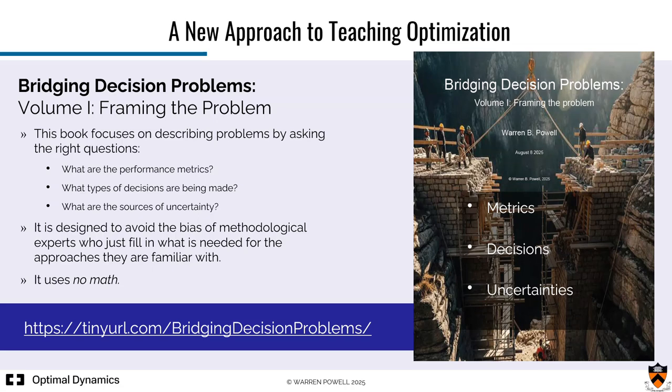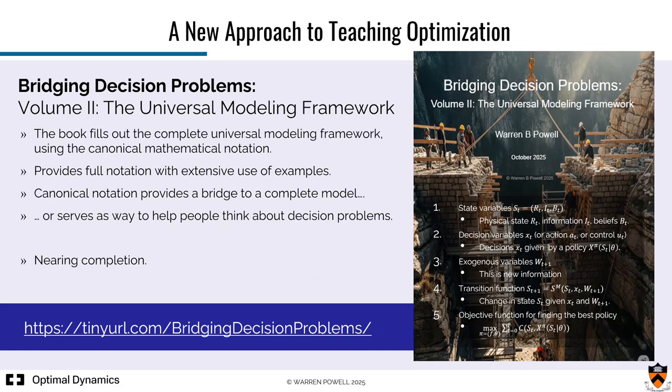I'm emphasizing the need to start in English. Volume 2 is nearing completion as I'm recording this. This is the Universal Modeling Framework, all 5 elements. It does use the mathematical notation of the modeling framework. However, it's done with a tremendous number of examples and illustrations. So in other words, it's not just the notation, it's the notation illustrated. This is absolutely my best modeling work that I've done.